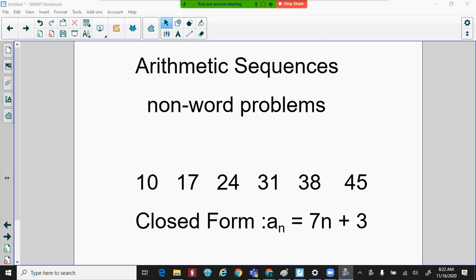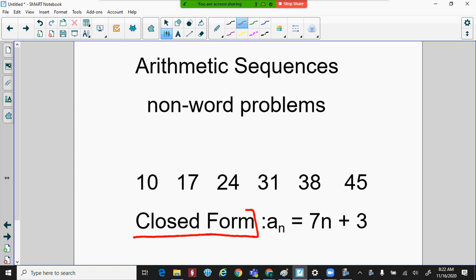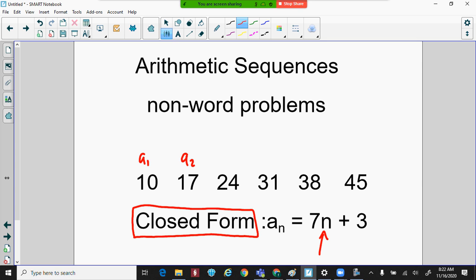Now, this is what we're driving at, what is called a closed form formula. What makes a closed form formula nice is that the formula tells me directly what a number in the sequence is going to be. Looking at the sequence, the 10 is your first term, a of 1. Your 17 is your second term, a of 2. Your third term, your fourth term, your fifth term, and lastly your sixth term, a of 6.